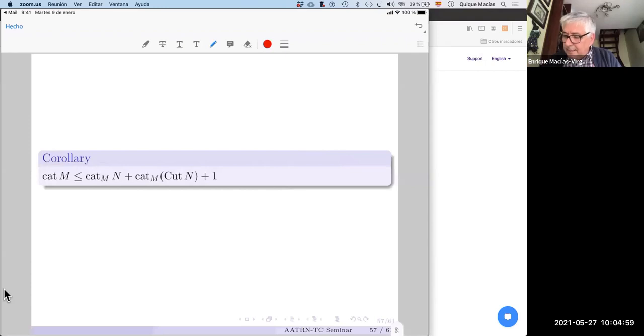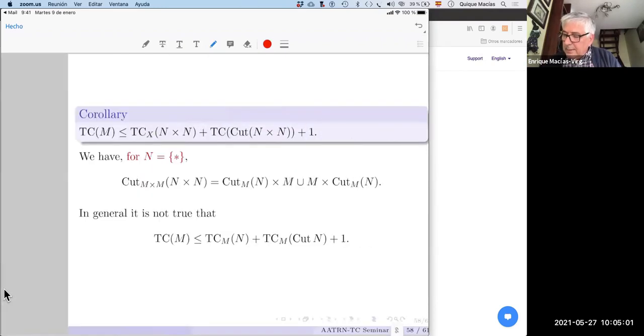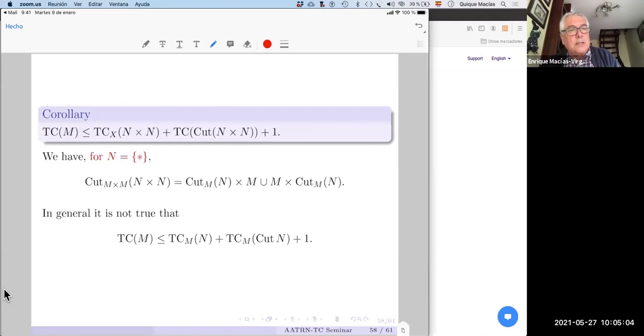And if we apply that to the topological complexity, then we obtain that the topological complexity of the manifold is bounded by the sum of the topological complexity of the cut locus of N times N, plus N times N in the product. For instance, if N is a point, then it is known that the cut locus of N times N satisfies a formula which is similar to what we said for the torus. But I don't know a general formula for any submanifold.